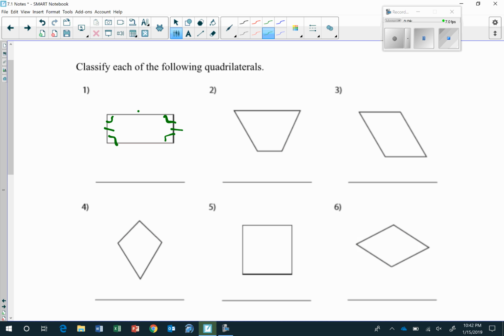These are congruent, and then these are congruent. Also, these are parallel, and then these are parallel. So I've got 4 right angles. I've got 2 sets of congruent sides. They're not all 4 congruent, but I have 2 sets, and I have 2 sets of parallel lines. So this is going to be a rectangle. It could also be a parallelogram. It is a quadrilateral, but rectangle is the most specific. If you look at number 2, I've got the top and the bottom being parallel to each other, but my sides would eventually intersect. So this is going to be a trapezoid.